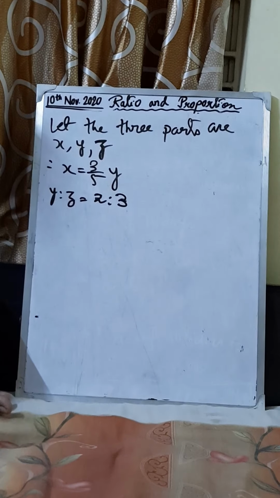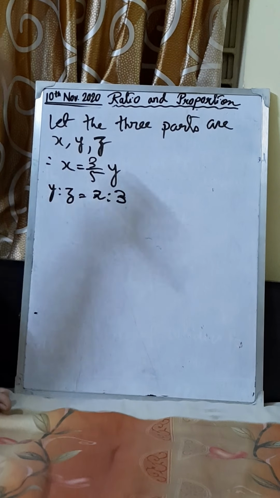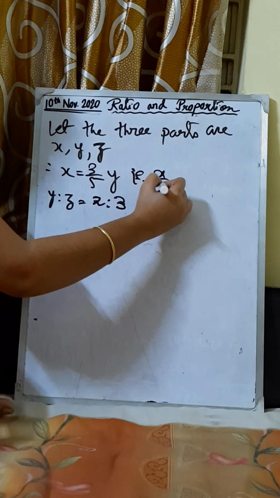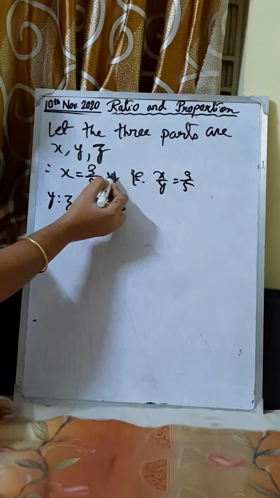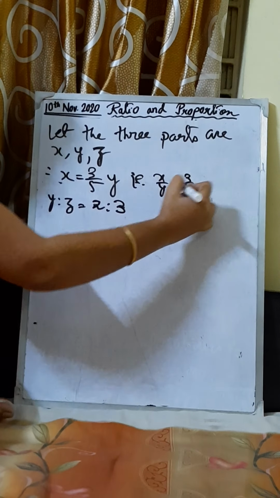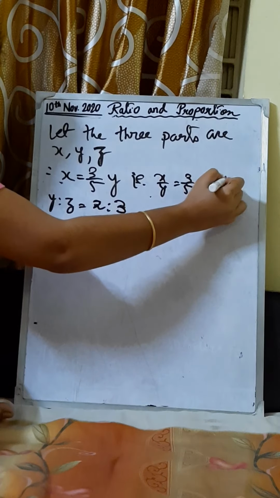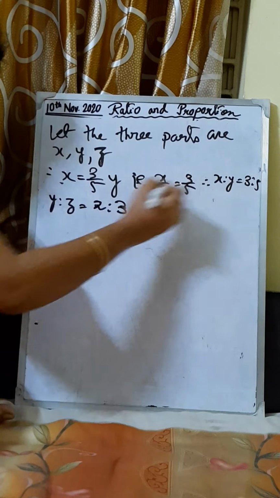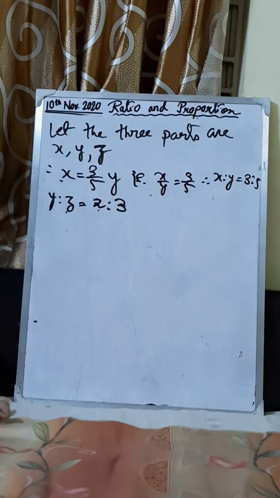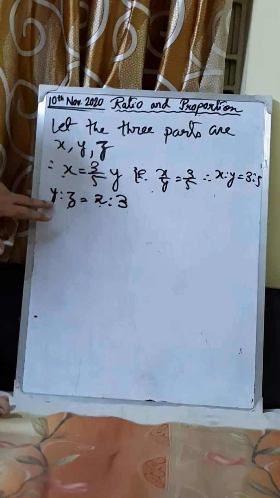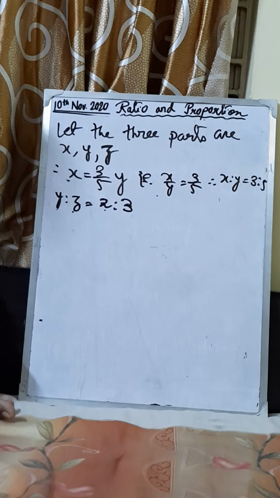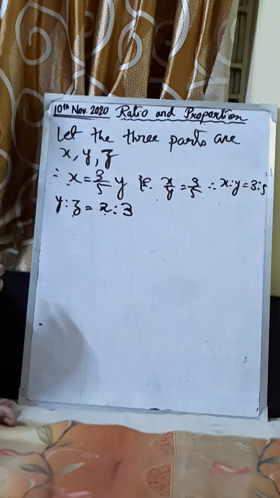Now, from this equation we can solve it. X by Y equals 3 by 5. You can change the Y to this side. So, you can say that X is to Y equals 3:5 and Y is to Z equals 2:3. Now, cross multiply. Take the LCM where the value of Y is the same. Here the Y value is 5, here the Y value is 2. So, the LCM of 5 and 2 is 10.